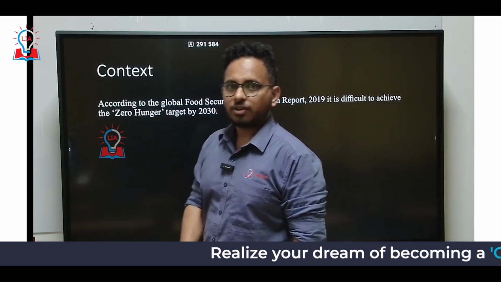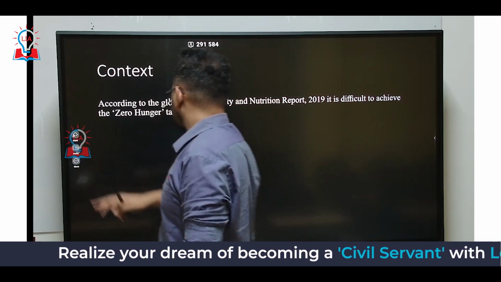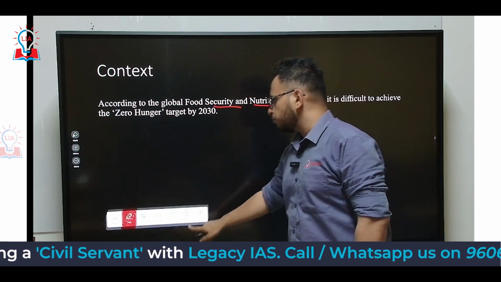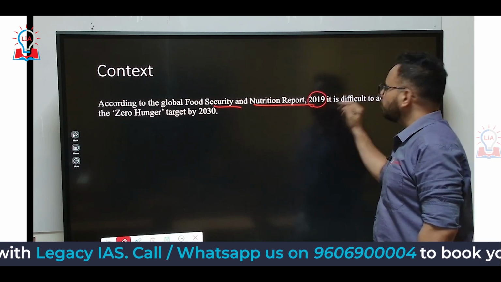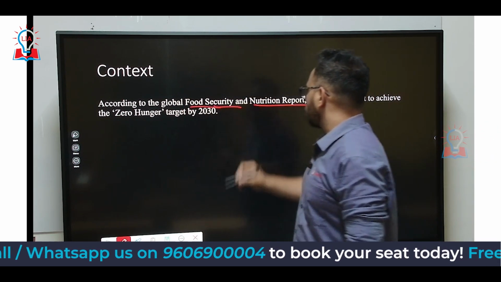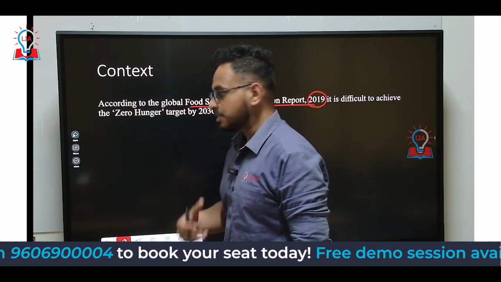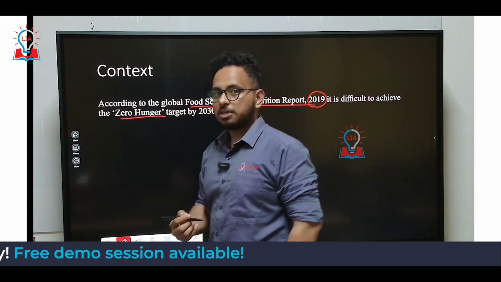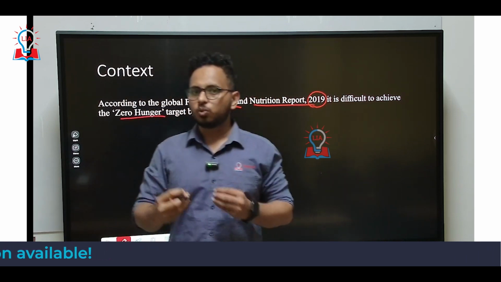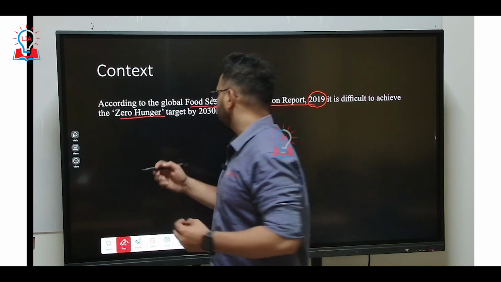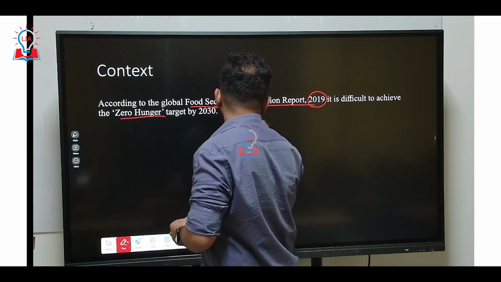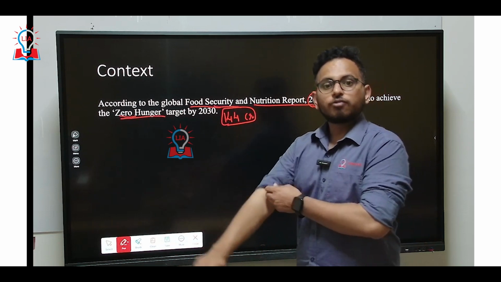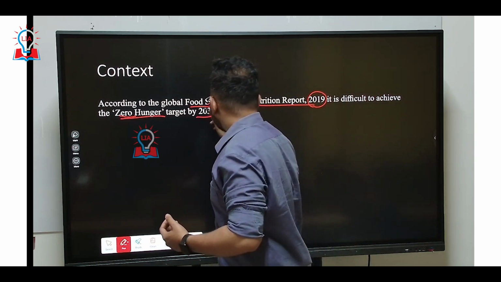What is the context? Why are we even talking about this? See, recently a report called the Global Food Security and Nutrition Report got released. This is a very important report. The 2019 edition of this report says that it is very hard for us to achieve something called zero hunger. What is zero hunger? If India is able to provide the required amount of nutrients and food in calorific value to all its 144 crore population, which means we have eliminated hunger, then we can call it zero hunger. Which means it is very hard for India to achieve the target of zero hunger by 2030.